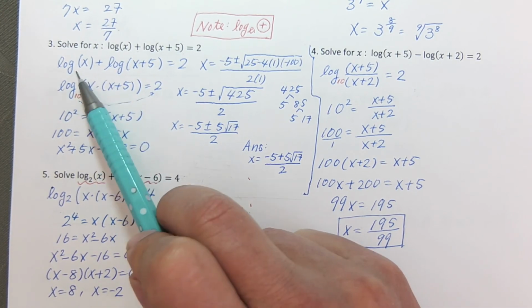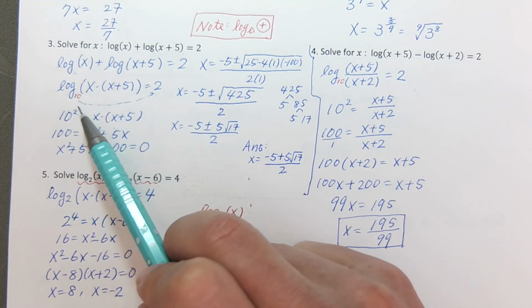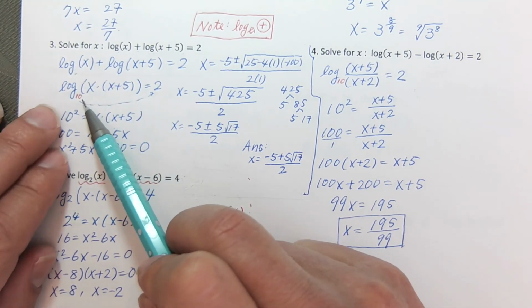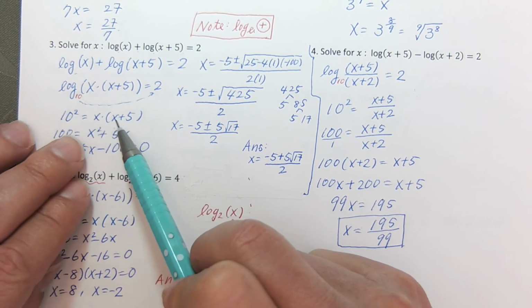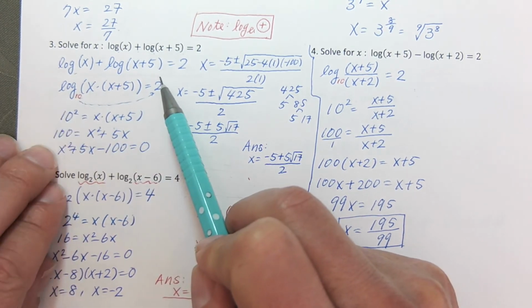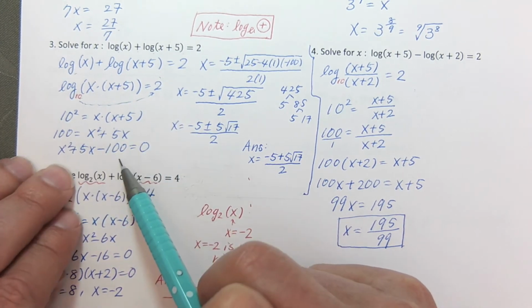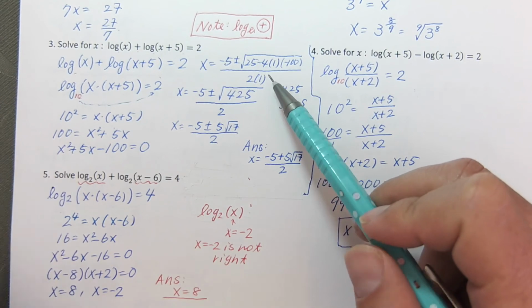Then we convert it. Notice that there's no base written in here. That implies that this is log base 10, or the common log, as it's often referred to. So this becomes the domain here is equal to the base raised to the power. So there's 10 to the 2nd power, which is 100. Here I distributed. And I have a quadratic here now. I have to use the quadratic formula in this case.